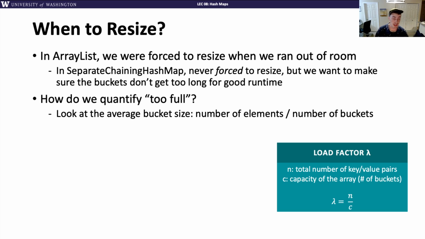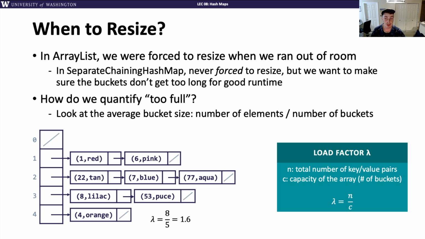And so one heuristic we're going to use is this thing called the load factor. Basically what this is trying to compute is the average bucket size. So just take the number of elements, which we call n here, and divide by the number of buckets, which we call c. This tells you the average bucket size. And if that value starts getting too large, we know that things are probably getting too crowded. And so we're going to want to resize everything. So here's an example. I have this little hash map that's looking pretty darn crowded right now. It has 8 elements and 5 buckets, so its load factor is 1.6, 8 divided by 5.